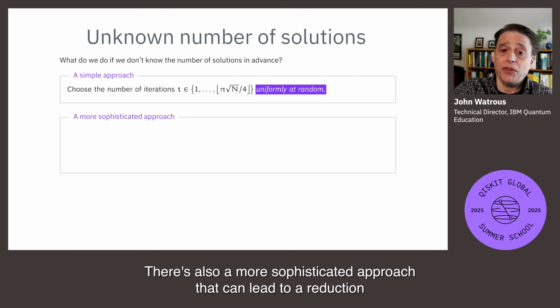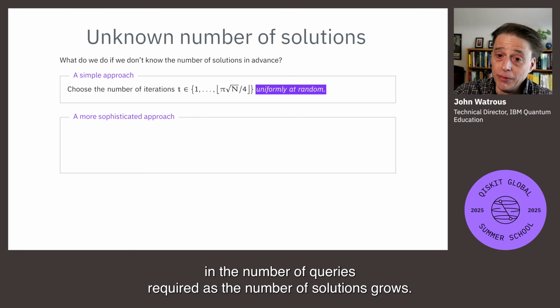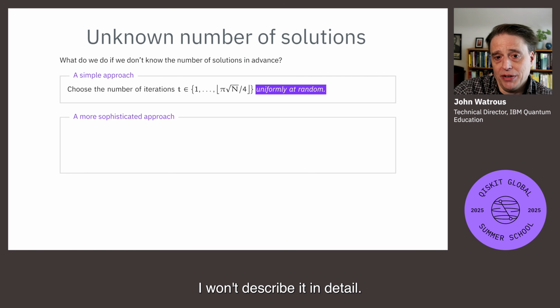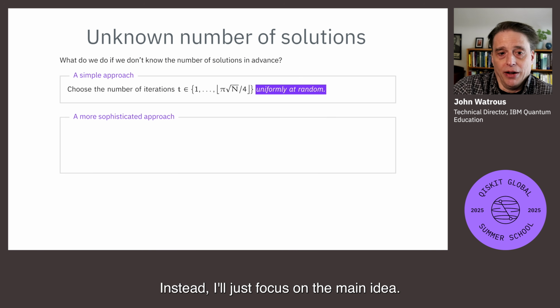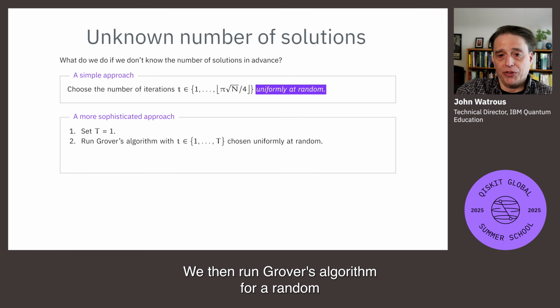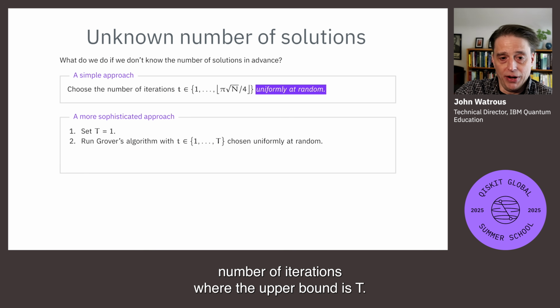There's also a more sophisticated approach that can lead to a reduction in the number of queries required as the number of solutions grows. I won't describe it in detail. Instead, I'll just focus on the main idea. We start with capital T being equal to 1. We then run Grover's algorithm for a random number of iterations where the upper bound is t.